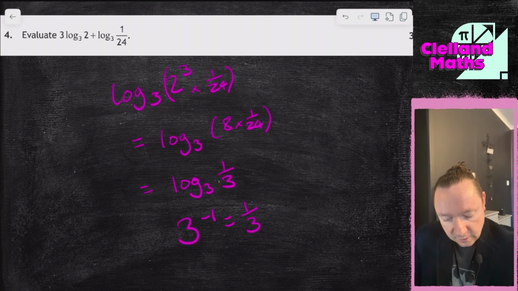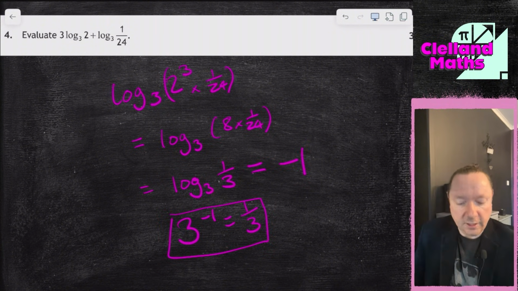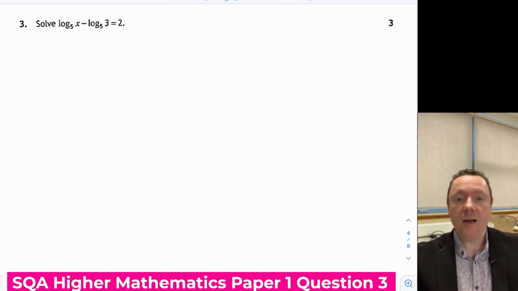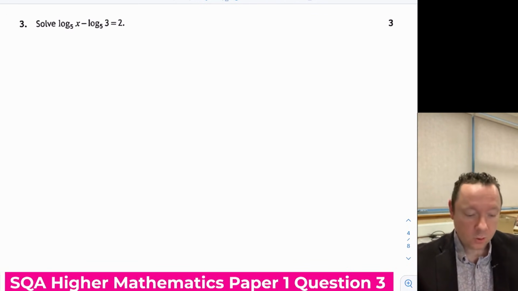And therefore the answer to that question is minus 1. 3 to the power of minus 1 is a third. And we're done there. SQA Higher Maths 2023, Paper 1, Question 3.